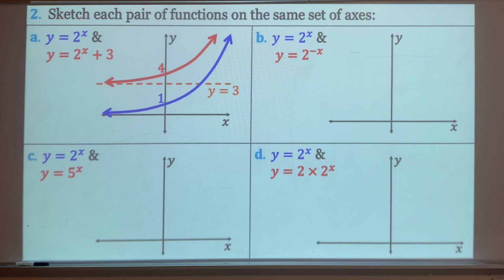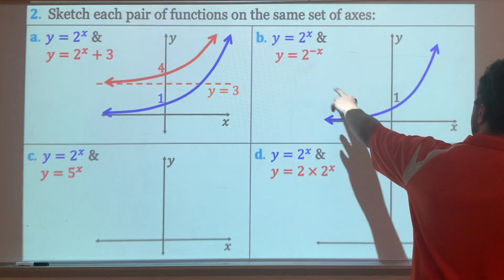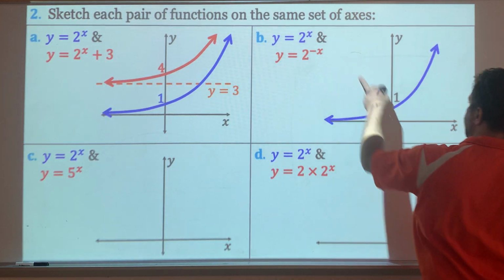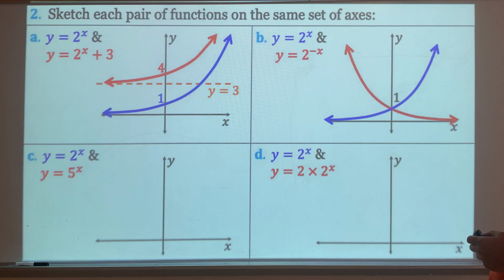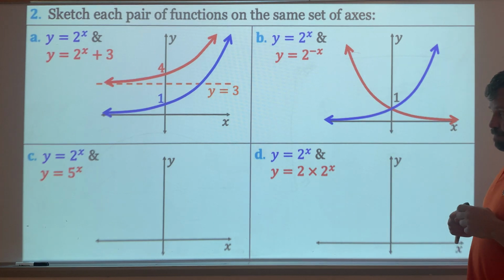All right, do B, C, and D. I'm not going to go back to the computer. I'm just going to do the answers. All right, B, 2 to the x, as usual, crosses through 1. Because this is a negative x, it reflects across the y-axis, so it should be going the other way, also through 1. Both horizontal asymptotes are y = 0.